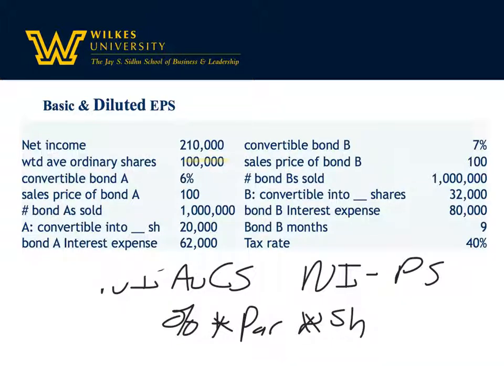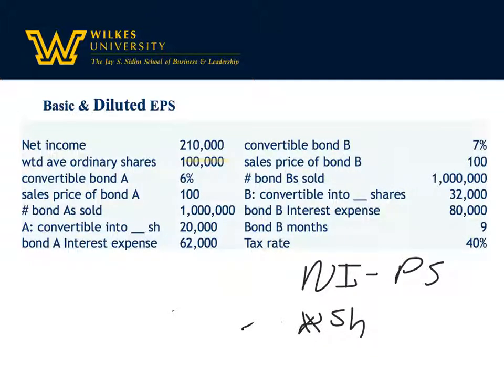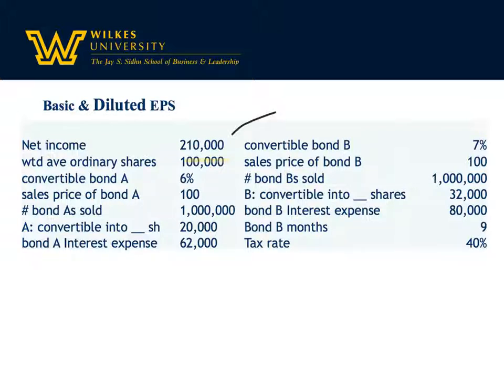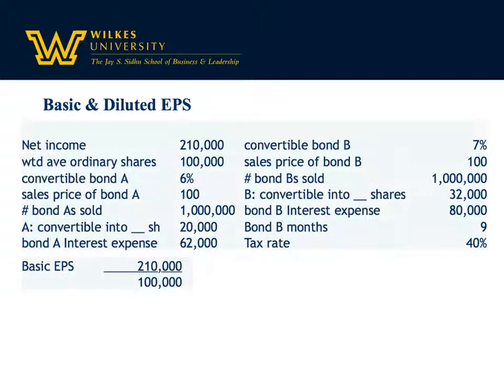And just know that if there was preferred, this is how you would deal with it. So what we're going to talk about for a very simple earnings per share is simply the net income that you have of $210,000 and the weighted average ordinary shares of 100,000. If we go ahead and make our numerator net income available for common shareholders and our denominator weighted average number of ordinary shares, we end up with the simple earnings per share.